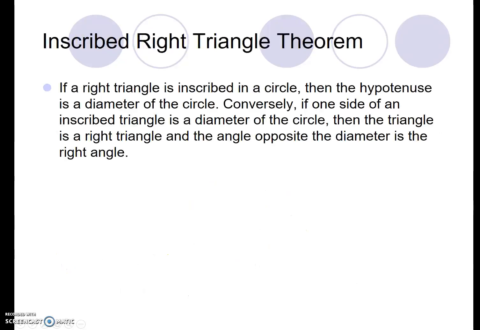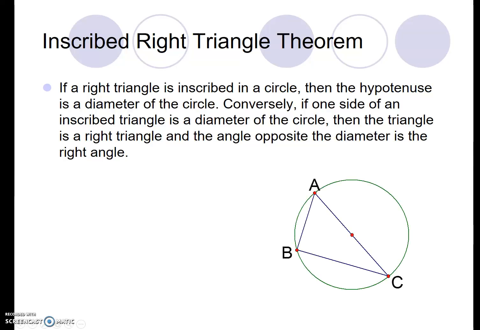So here is one of the two that we're going to focus on, which is the right triangle. And pretty much what that's saying is that if we have a right triangle inside the circle, the hypotenuse has to be a diameter, okay? And then angle B, the inscribed angle here, is going to be the right angle, okay? So that's the one that's opposite of the diameter.